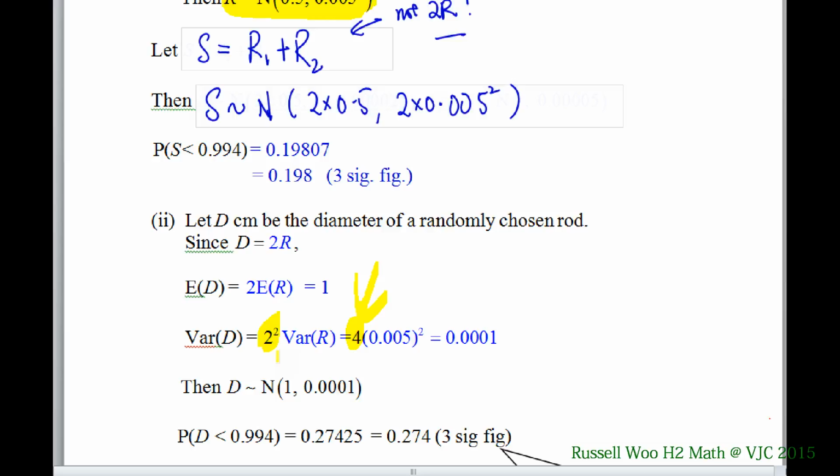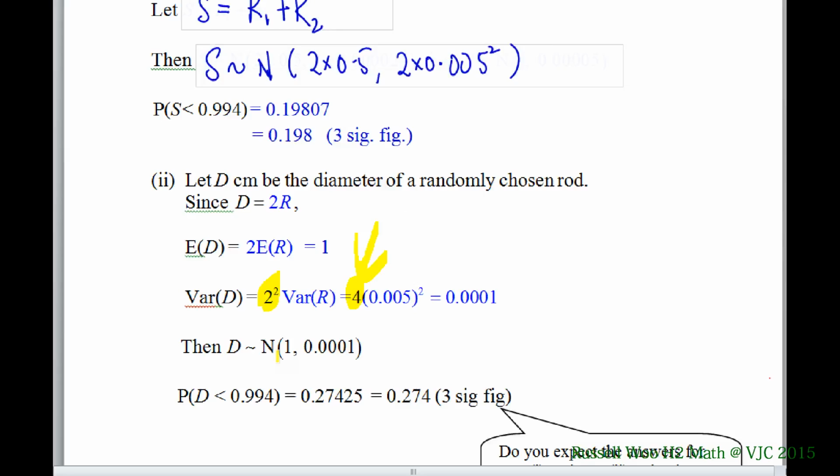Actually, this example is just trying to tell you that this is the probability of the sum of two different radii, and this is the probability of two times a radius. Actually, the answers are different. You will expect the answers to be different because the distributions are not the same. They are definitely different variances. The difference lies here because this is 0.2 squared variance R, that is 2 variance R.